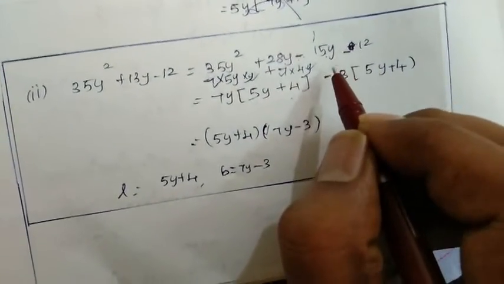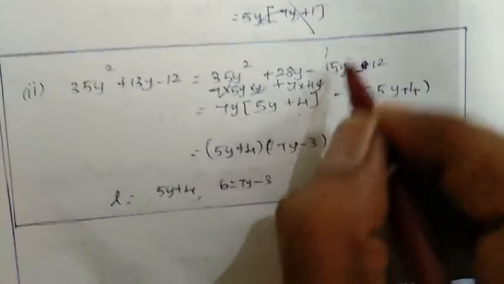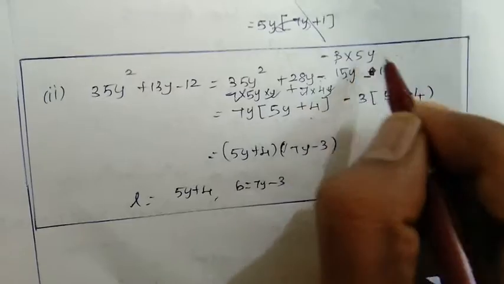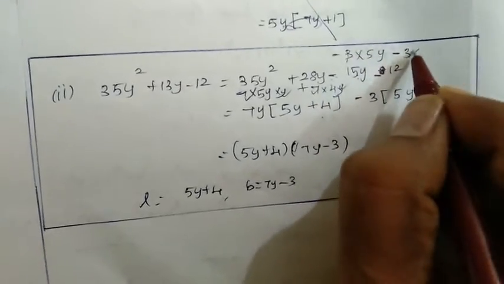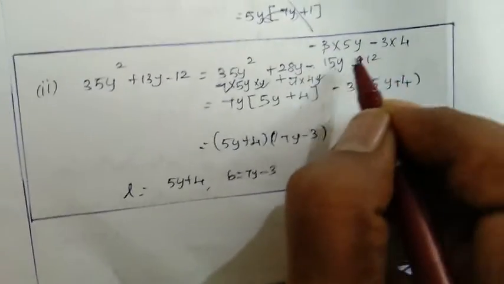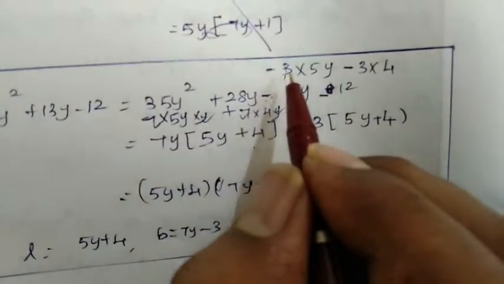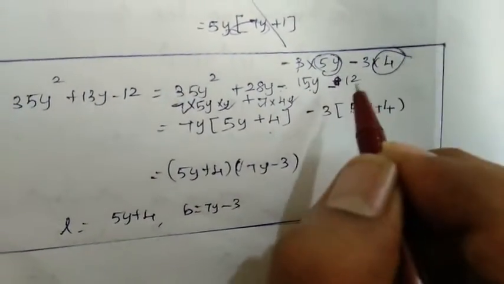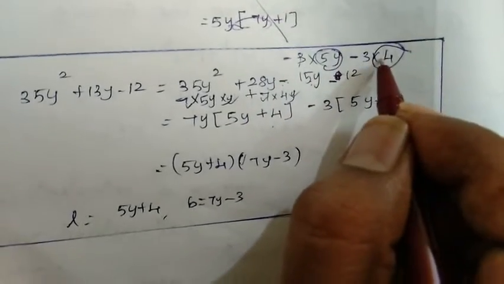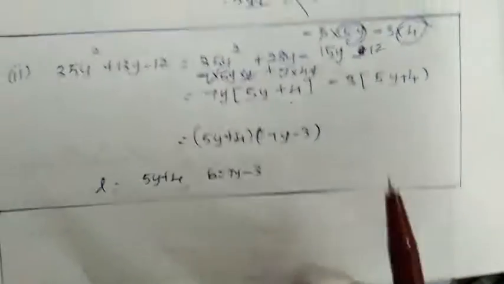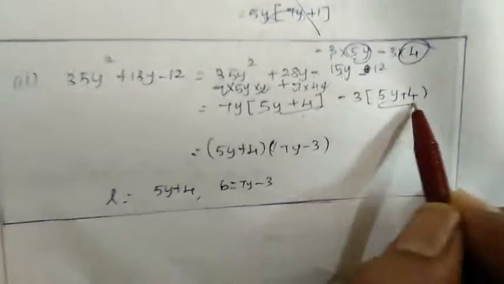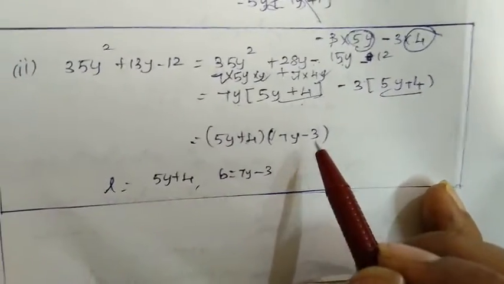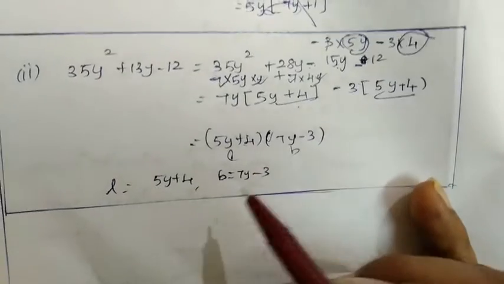So 3 is a common. So consider minus 3. So minus 3 into 5y minus 3 into 4. Just factorize by using 3. So now minus 3 is common, we can take out. So remaining 5y, 4. Minus 3 taken, so remaining we have plus 4. So now 5y plus 4 and 5y plus 4 are common. Remaining 7y minus 3. Right. So this is the L value, this is the B value.